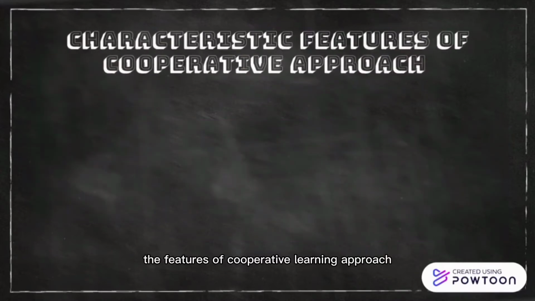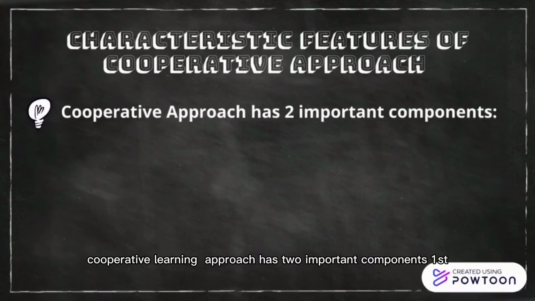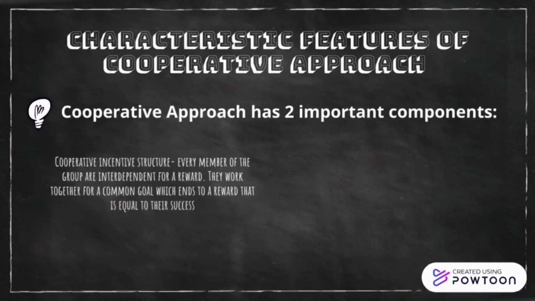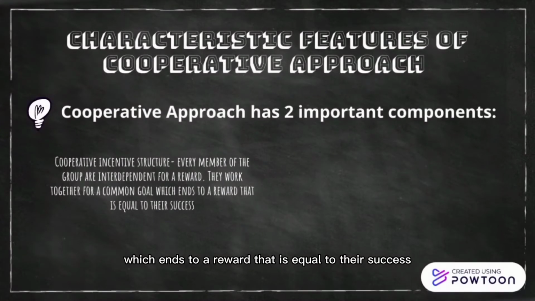The features of cooperative learning approach. Cooperative approach has two important components. First, the cooperative incentive structure. Every member of the group is interdependent for a reward. They work together for a common goal which ends in a reward that is equal to their success.